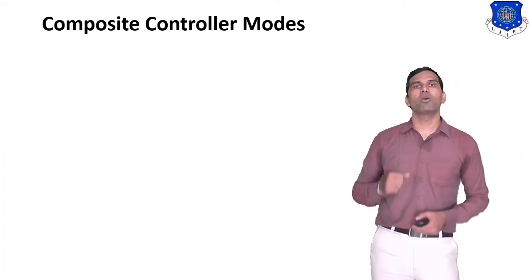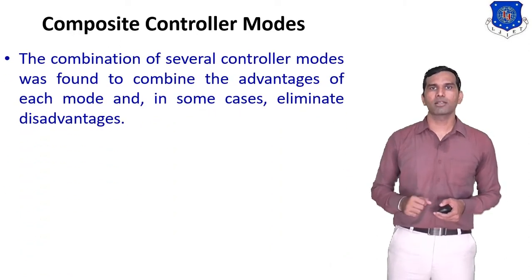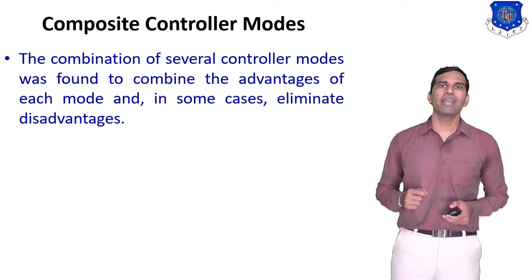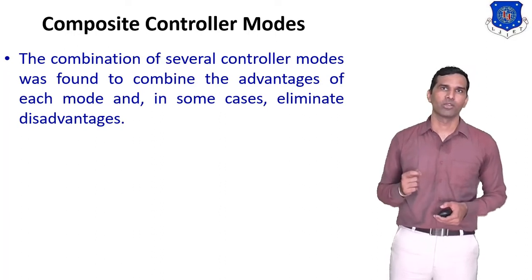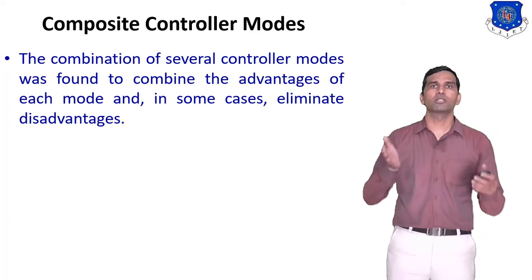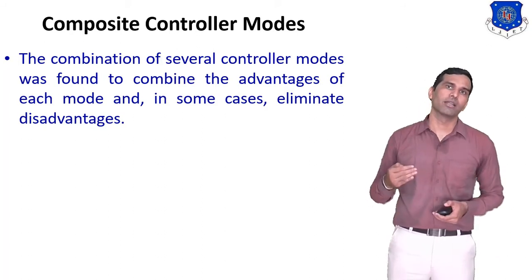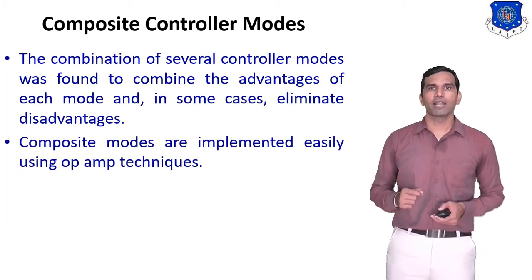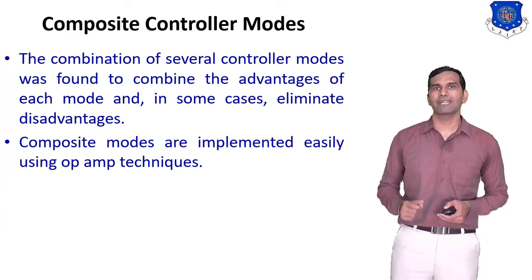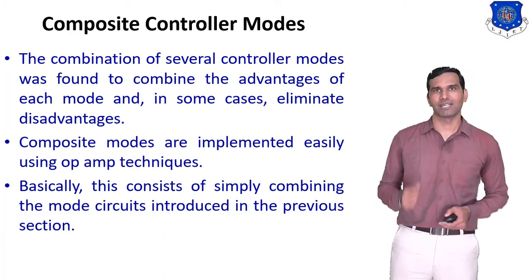Now we discuss the composite control modes. The combination of several controller modes was found to combine the advantages of each mode and in some cases eliminate disadvantages. So when we use a composite control mode, we get the advantages of the other mode and can eliminate the disadvantage of a particular mode. Composite modes are implemented easily using op-amp techniques. Basically, these consist of simply combining the mode circuits introduced in the previous section.